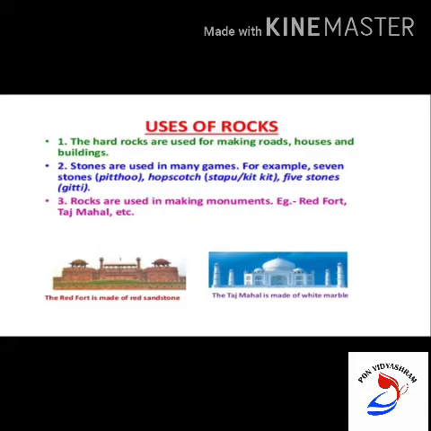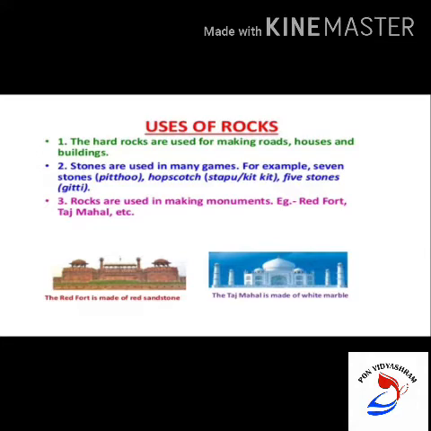Now, move on to uses of rocks. Rocks are very useful to us. These are the storehouse of minerals. For example, fossil fuels like coal, petroleum, and natural gas are found in sedimentary rocks, whereas in igneous and metamorphic rocks we find large reserves of metallic minerals.